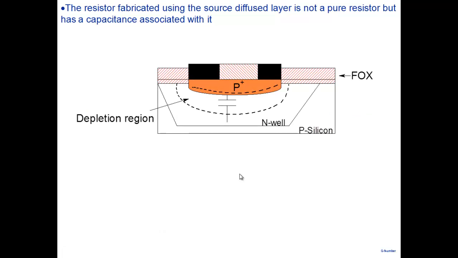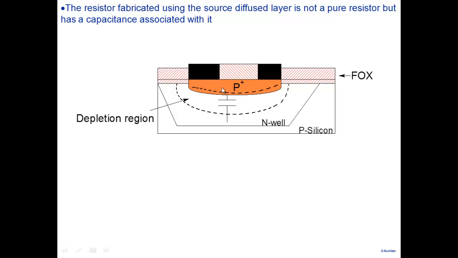The other one is, it's not a pure resistor also. Note that I just said that it's a resistor here and there's a depletion region. Now when there's a depletion region, there's a capacitance. So even when you're making a resistor, as a bonus, you get a capacitor also, right? You don't want it, but you're getting all these capacitors, right? So it's not a pure resistor.